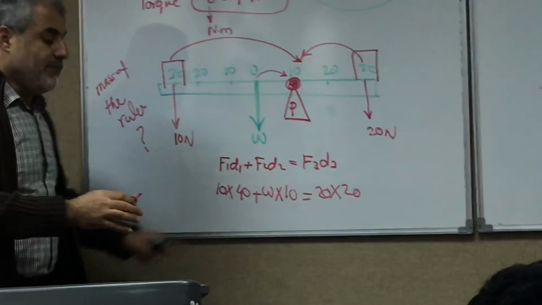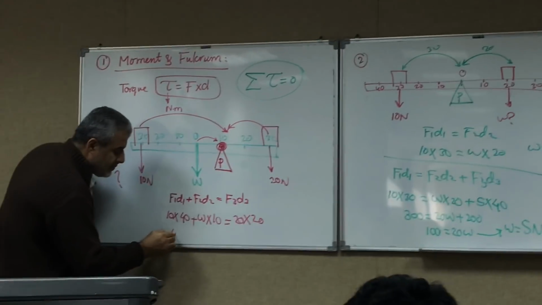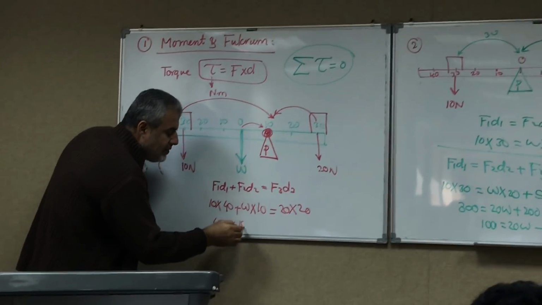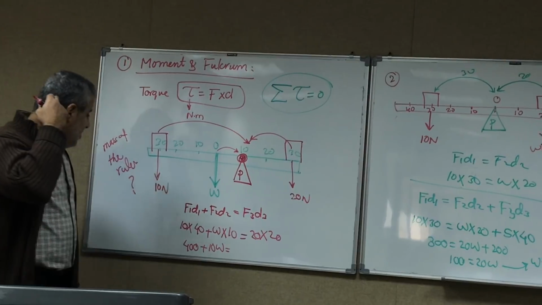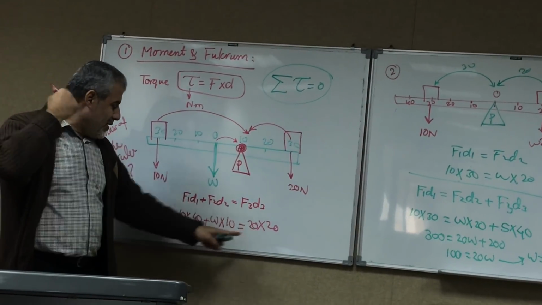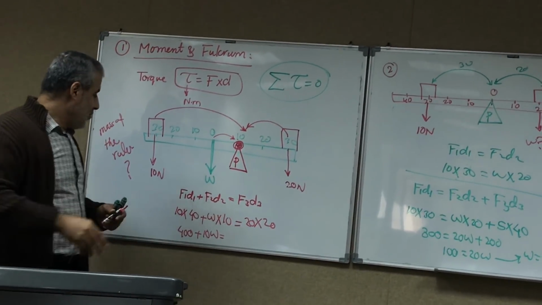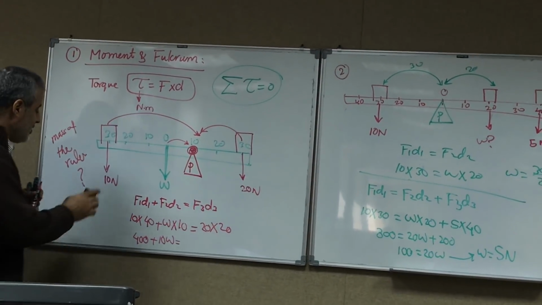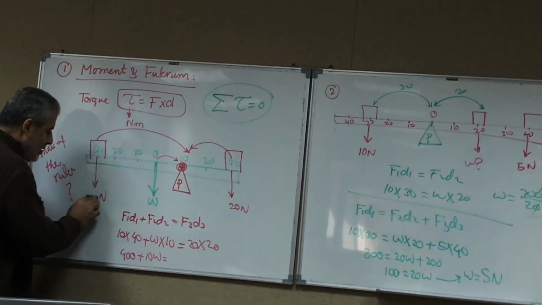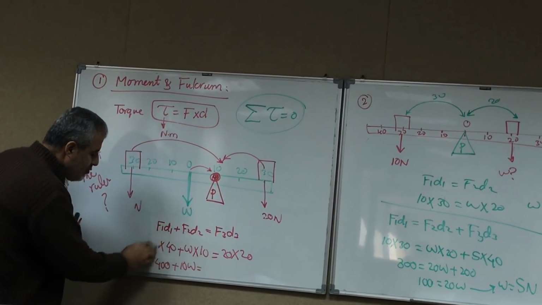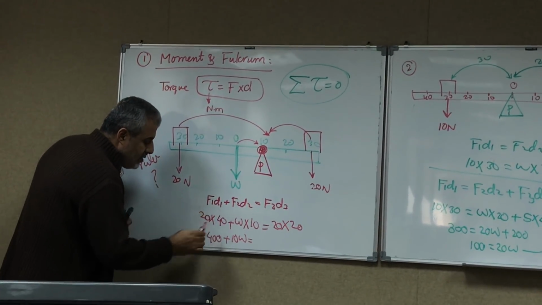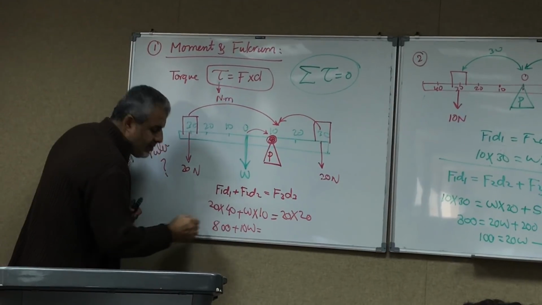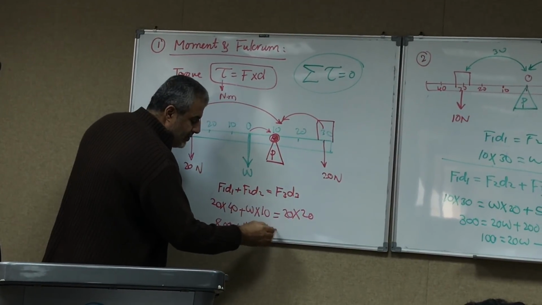Okay, I'm going to solve this one. This is 400 plus 10W is equal to, let me just change this because this will be 400 and they will cancel together. I will make it 20. So it will be 800, okay? Yes. Now this will be 400.